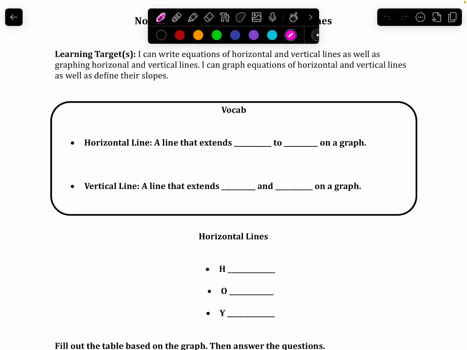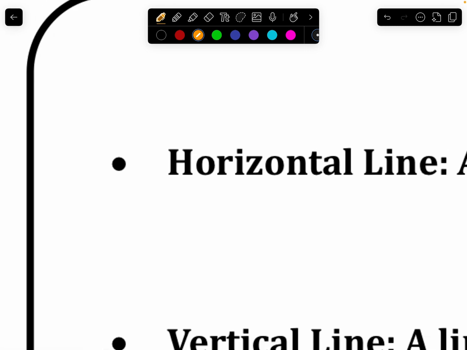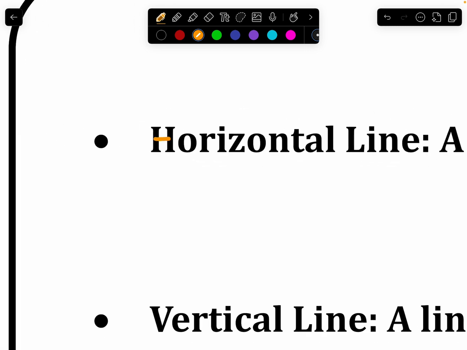So we have two vocab words. The first one is a horizontal line, and that is going to be a line that extends left to right on a graph. Horizontal lines look like the horizon if you are watching the sunrise. Here, I'll show you. Here's a little sun. Here's your sun rising. So we think of horizontal lines like we are watching the sunrise, okay? You can also think about the H of horizontal, like this part of the H is also a horizontal line.